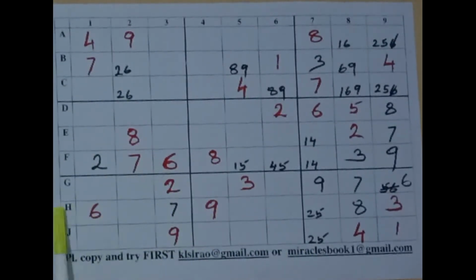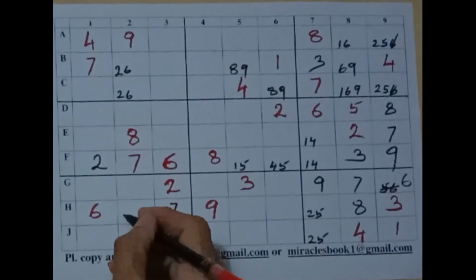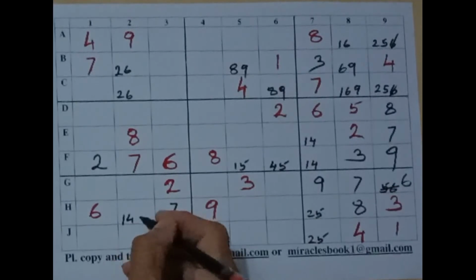I want to show a point, therefore let us start with row H. This row. We require 1, 4, 5 and 2. 1, 2, 4, 5. Okay. 1, 2, 4 and 5. We have 2 here, so we can write 1, 4, 5 here. 1, 4, 5.